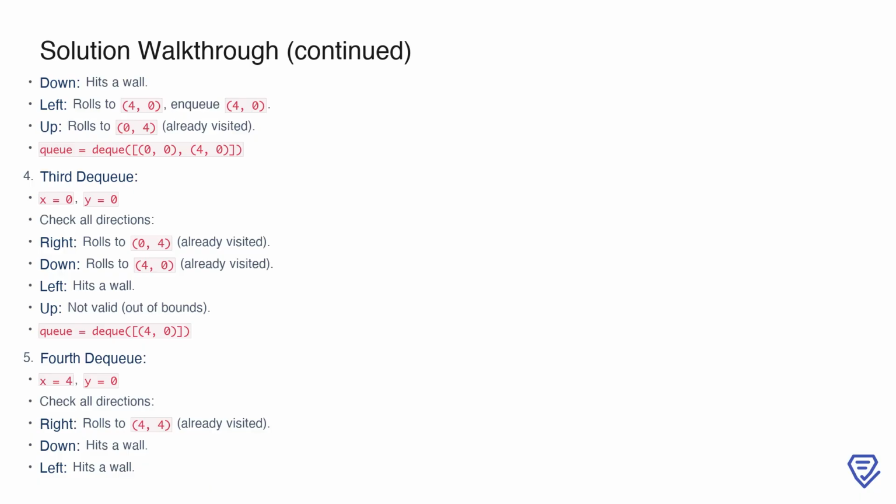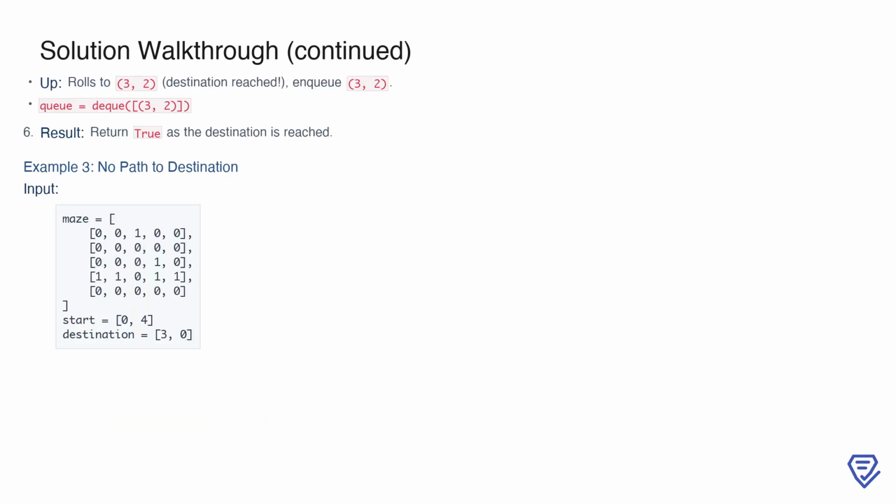The destination is reached, so we return true. By reaching the destination at 3, 2, we confirm that a path exists through the maze despite the obstacles. This example highlights how the algorithm systematically explores all possible paths, even when some routes are blocked. It efficiently tracks visited positions to avoid redundant checks and uses the queue to manage the order of exploration. With this structured approach, the solution ensures that the shortest path to the destination is found as soon as possible.